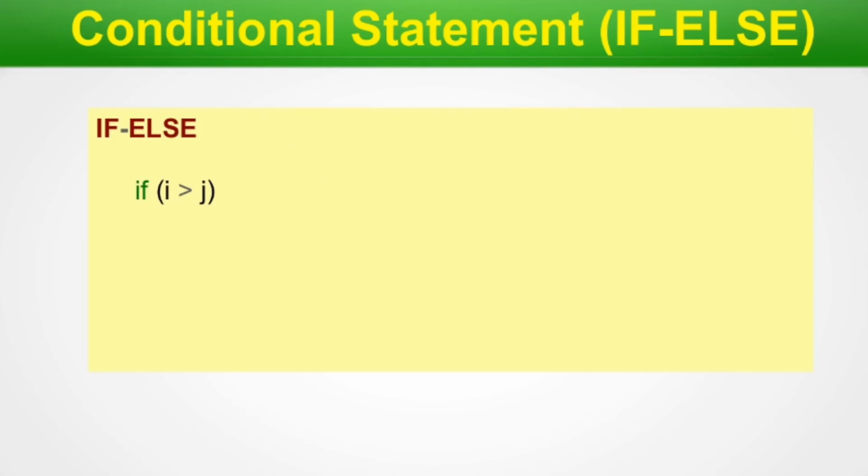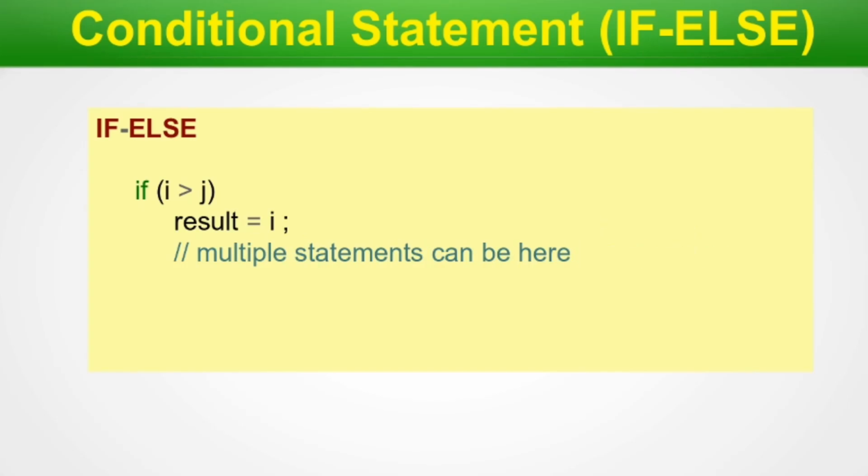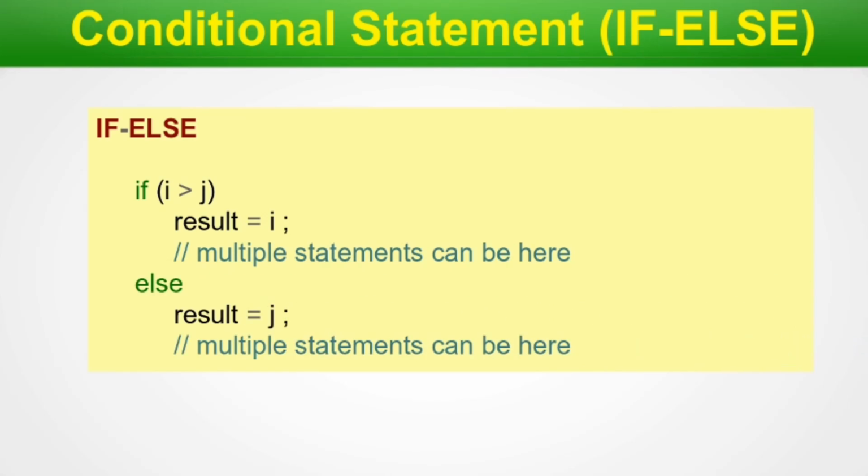If I greater than J, the condition is written like this. Then we have result equal to I, and more statements can come in here. Then we have else, and then result equal to J, and multiple statements can be here. So this is a rough structure of the if-else that we use. This is a basic conditional statement that we use in any programming language. But in Verilog-A, this is the kind of syntax that we are going to use.